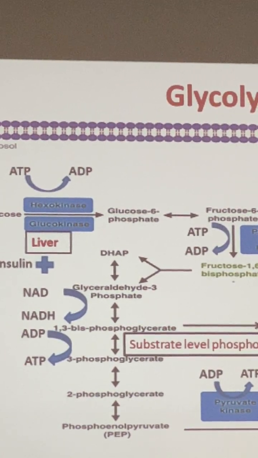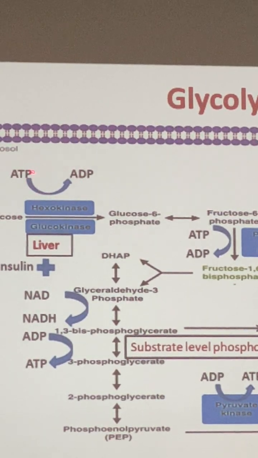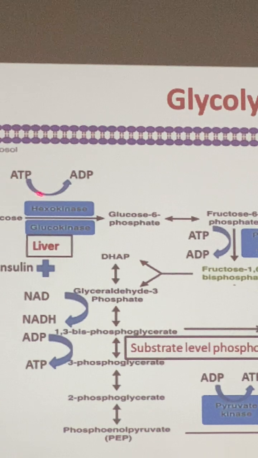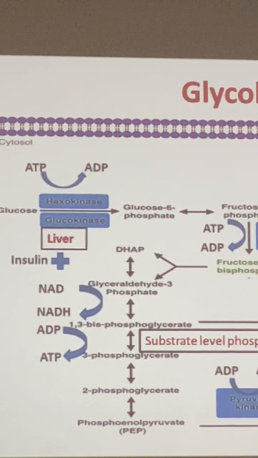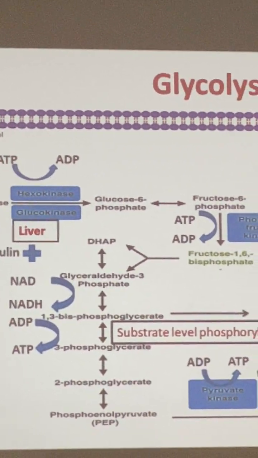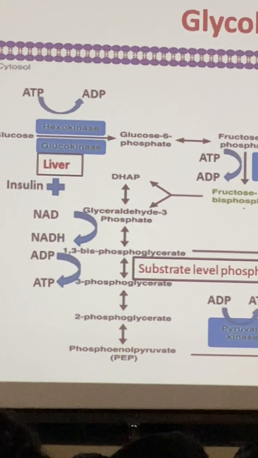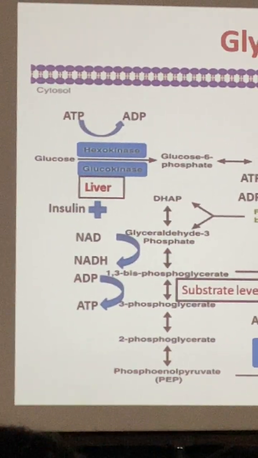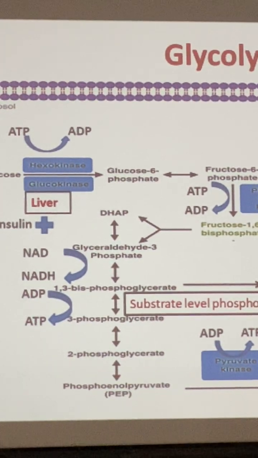The phosphate comes from ATP. ATP will convert to ADP, adenosine triphosphate to adenosine diphosphate plus a phosphate. Glycolysis should be an energy-producing pathway, yet in the first step we are consuming ATP and consuming energy. Why?